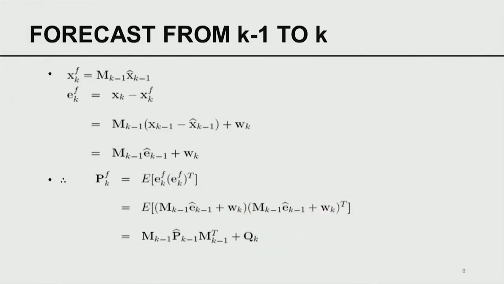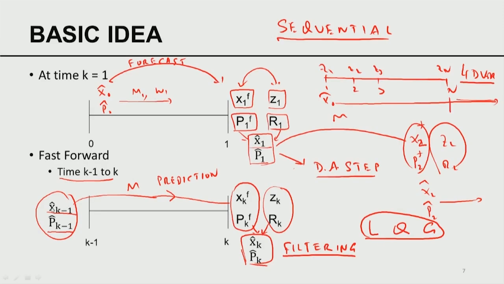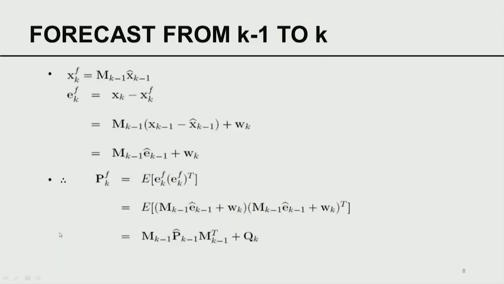So what is it I am now going to do? I am simply going to run through the mill. I have been given x hat k minus 1, P hat k minus 1. I am going to run through the model. So my forecast at time k: pull the analysis through the model, you get the forecast. Then you get the forecast error. If you have the forecast error, this is the expression for the forecast error.